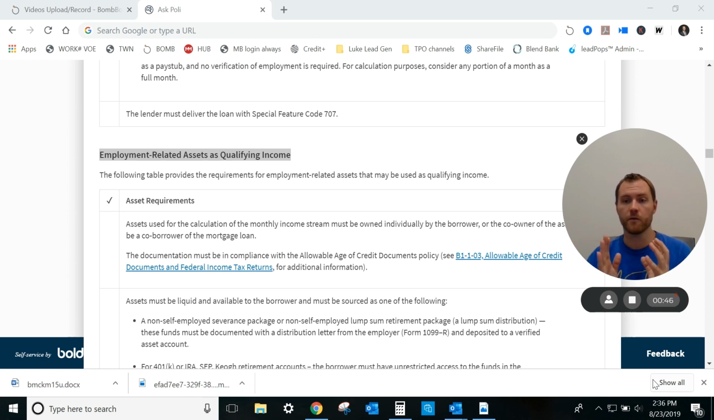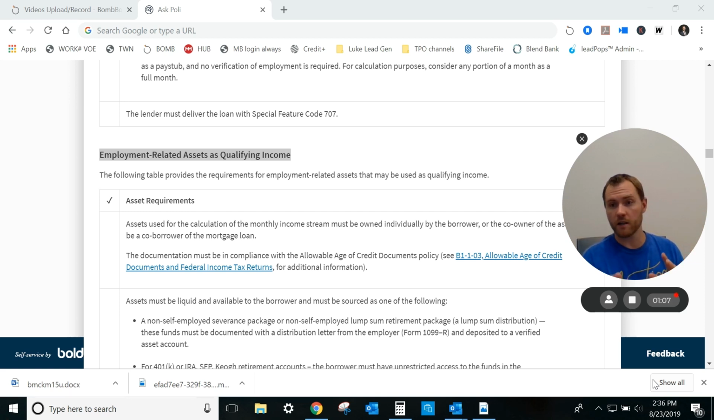Today's video is really going to be covering the qualifying income portion. This is a little known option. It's not really a hack, it's just part of the guidelines, but it's sort of buried in the Fannie Mae conventional loan selling guide, as they call it, which is really the Bible of Fannie Mae conventional lending.